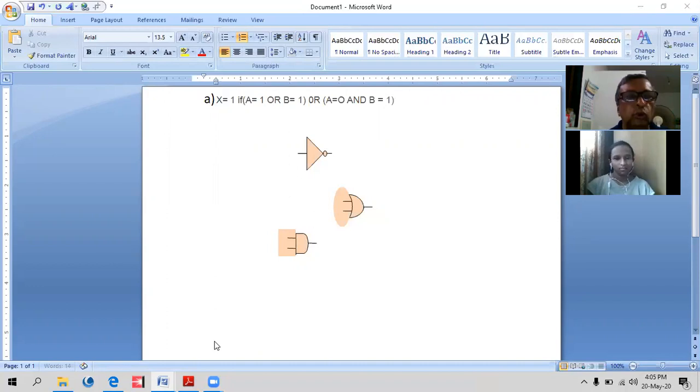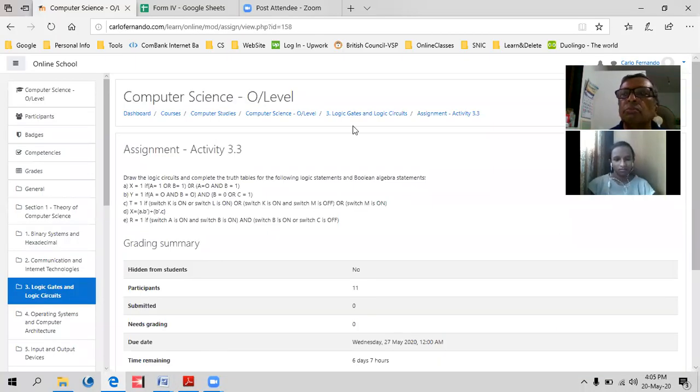What do we have to do? We have to draw the circuits and complete the truth tables. Two things we have to do. One is draw the logic circuit. The other one is the truth tables.